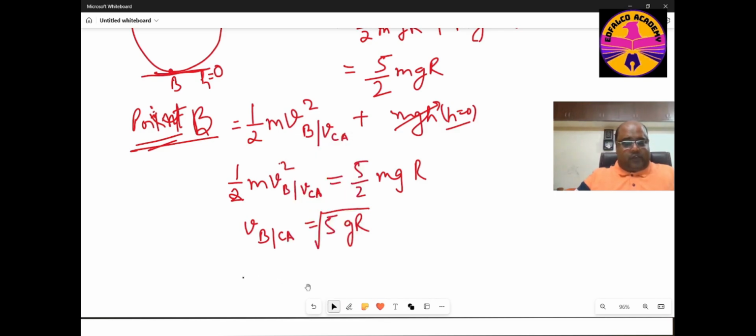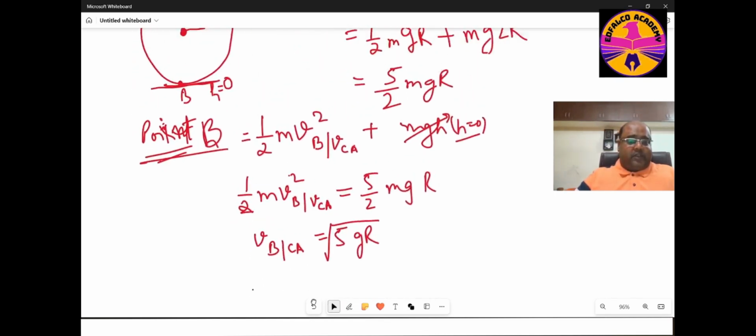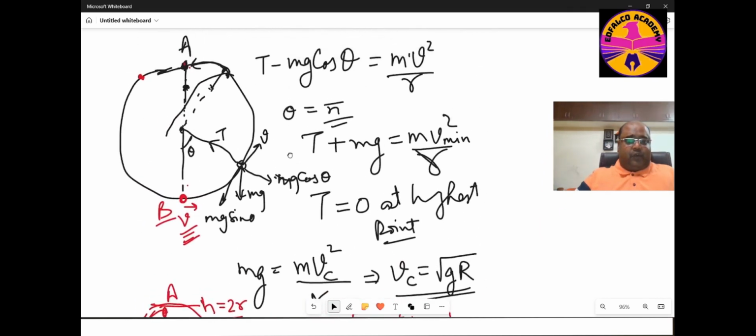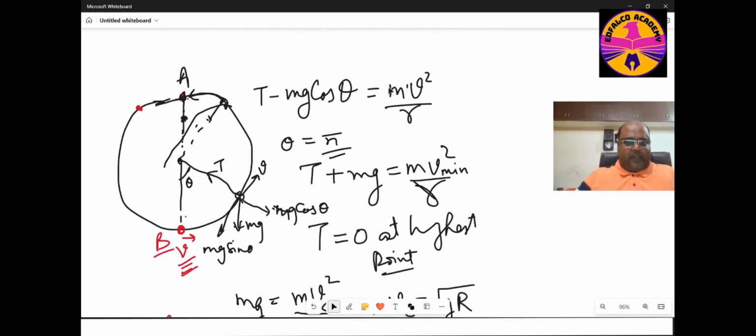Now the third part of the question was asking what is the maximum tension. Tension is given by this formula, T minus mg cos theta is equal to mv square by r. Now, what is the maximum tension? The maximum tension will be when theta is 0, because at theta equal to 0, cos theta will become 1, so it will be T minus mg is equal to mv square by r. T will become mv square by r plus mg. That's the maximum tension that can happen.